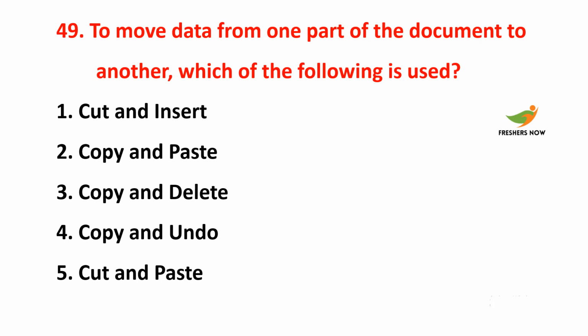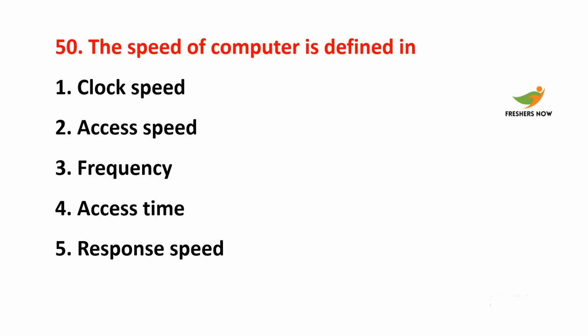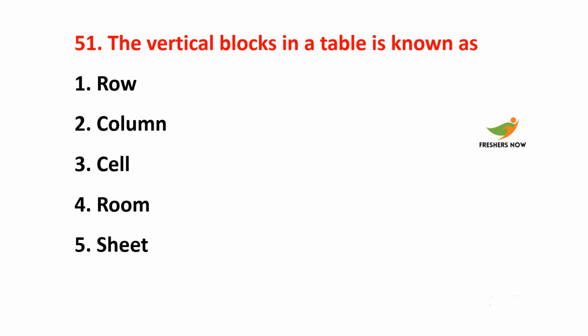49th question, to move data from one part of the document to another, which of the following is used? And the answer is option 5, cut and paste. 50th question, the speed of computer is defined in. And the answer is option 1, clock speed. 51st question, the vertical blocks in a table are known as. And the answer is option 2, column.